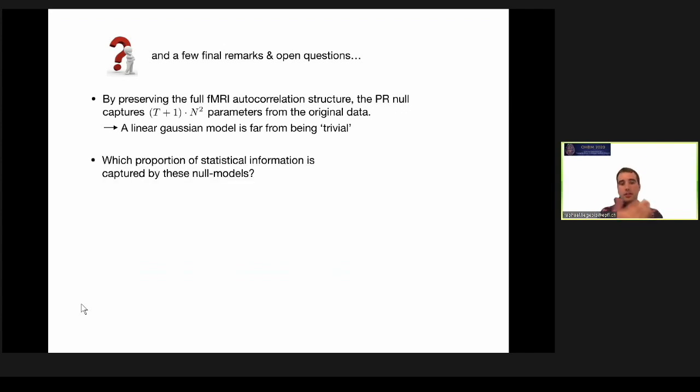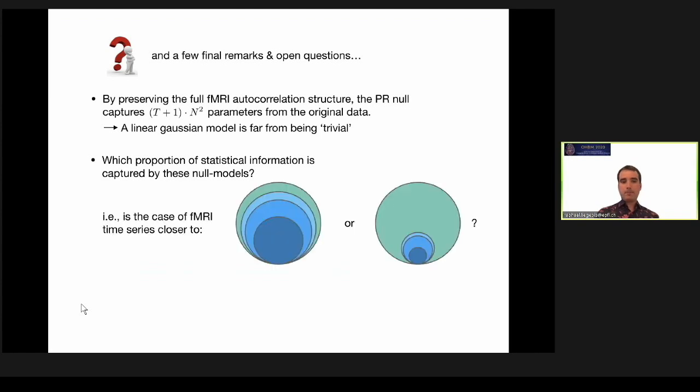And so the model is not that trivial, in my opinion. Then another question, which is an open question, is: are we closer to the situation on the left or closer to the situation on the right? Meaning, is the linear and Gaussian structure model capturing a lot of information of fMRI time series or not that much? My impression is that we are closer to the left configuration because, as I said, ourselves and other authors have shown that it's not that easy to find a metric that strongly rejects the phase randomized null, for example. You will always find such metrics, but again, it's not that easy.